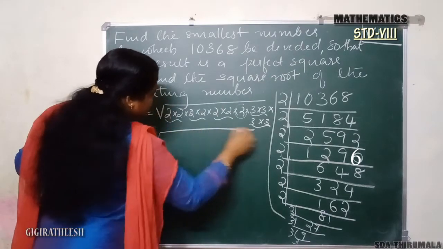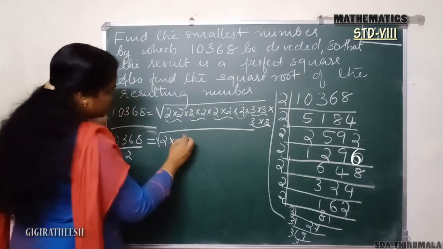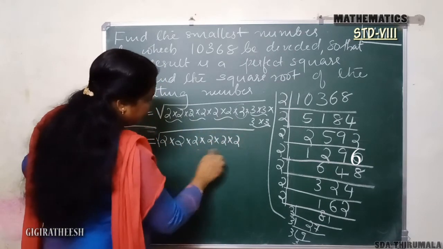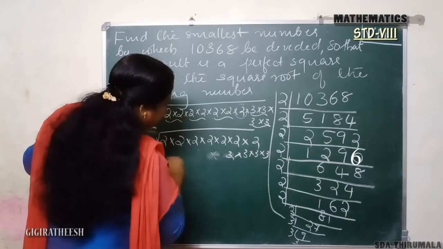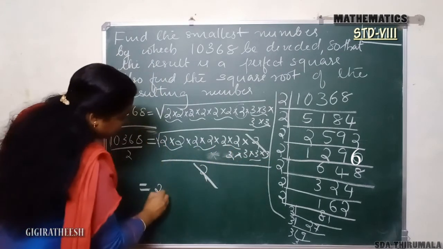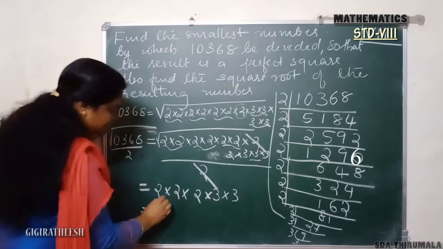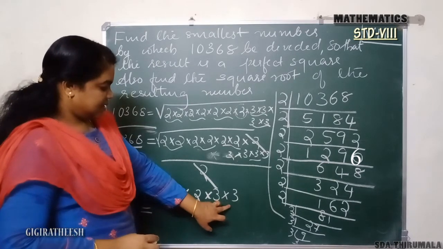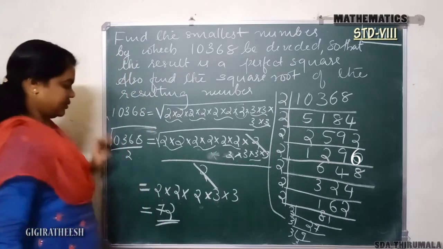10,368 divided by 2 is 2 into 2 seven times into 3 into 3 into 3 into 3, divided by a 2, and then cancelling these 2s, we get, taking outside this 2, 2 into 2 into 2 into 3 into 3. 2 twos are 4, 4 twos are 8, 8 into 3 is 24, into 3 is equal to 72.